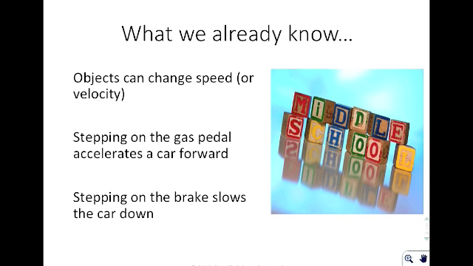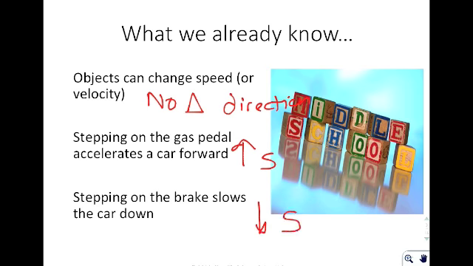Alright, so what we already know. From previous information, including the second and third lesson in this particular unit, we know that objects can change speed or velocity. Remember, a lot of times those two are interchangeable as long as there is no change in direction. As long as there's no change in direction, speed and velocity are the same thing. We know that when you step on a gas pedal, you'll accelerate the car forward. In other words, you will increase the speed. We know that stepping on the brakes will slow the car down. In other words, it will decrease the speed.